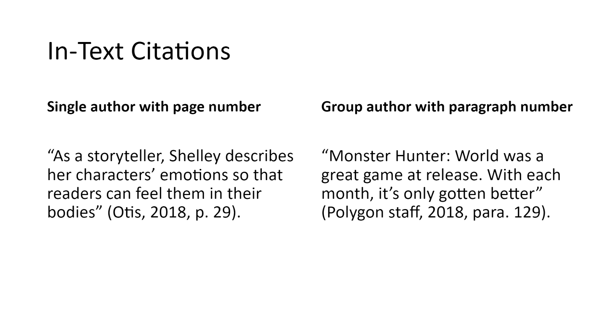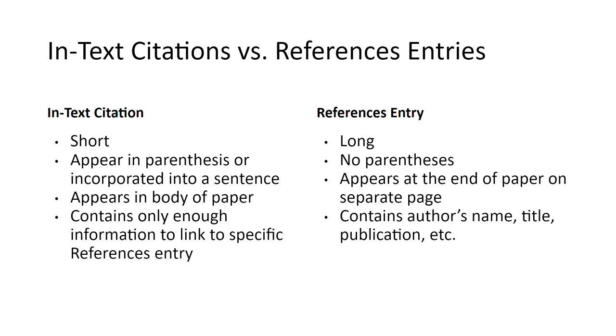An in-text citation is different from a references entry. The in-text citation is short and appears in the body of your paper, and the references entry is longer and appears on the references page at the end of the paper. The in-text citation is short and contains only the necessary information to link to the full references entry. The references entry is longer and contains the author's name, publishing company, and other identifying information. It appears on a separate page at the end of the paper.